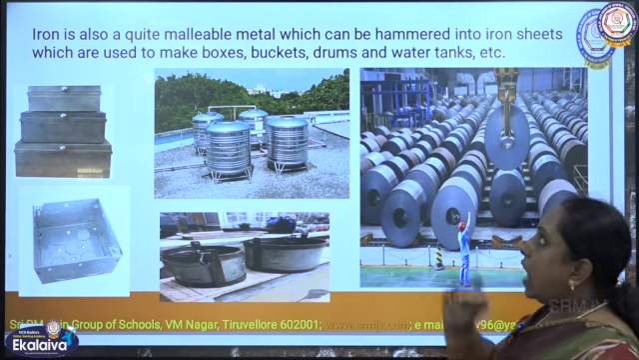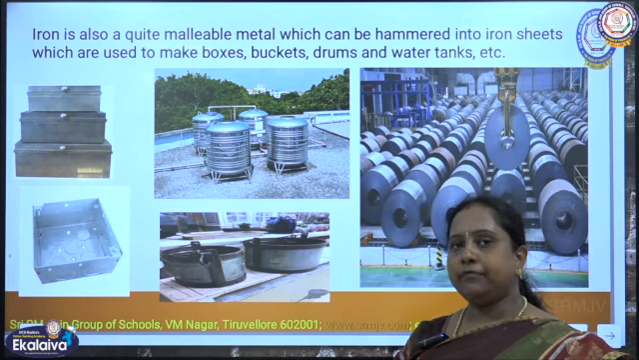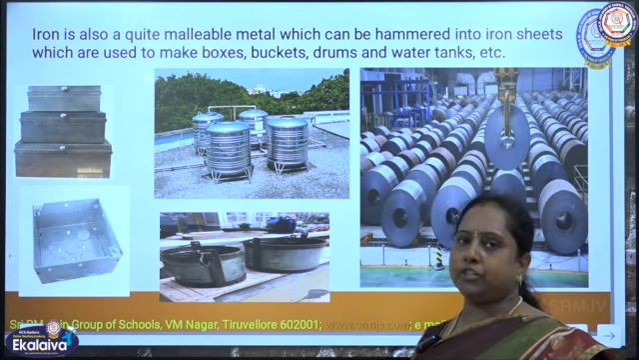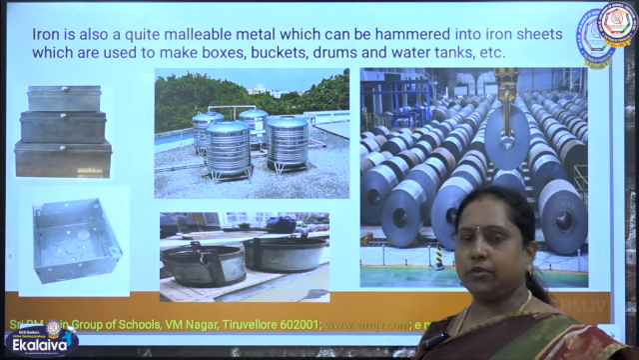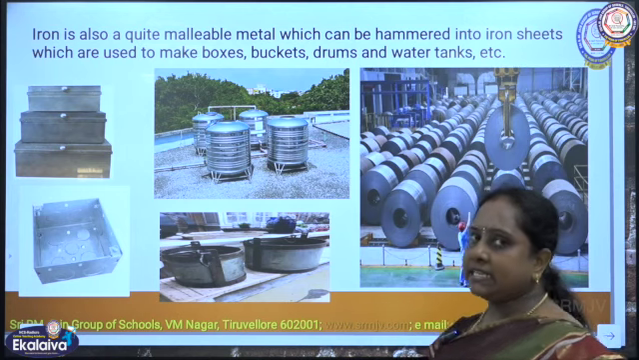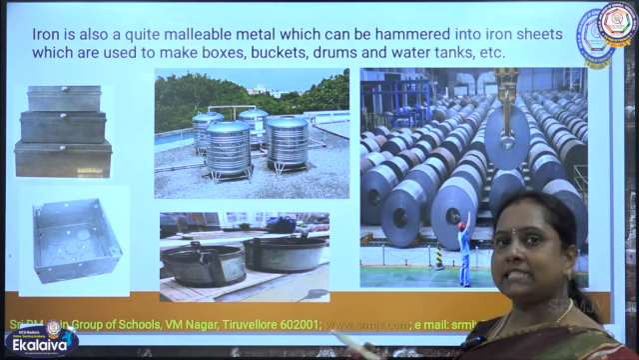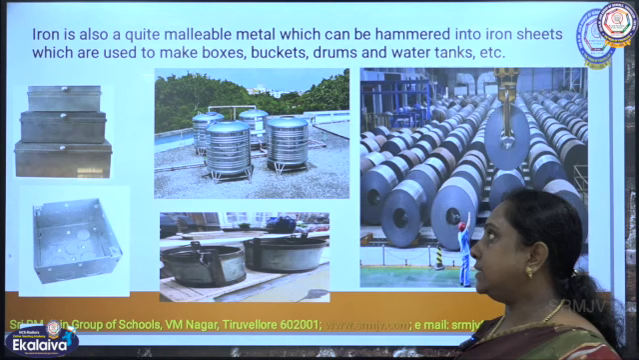So, iron, actually if you compare iron with other metals, the malleable nature of iron is somewhat less compared to copper, gold and silver. It has less malleable capacity only, because it is a hard metal as well as it has a tough nature compared to the other metals, isn't it?